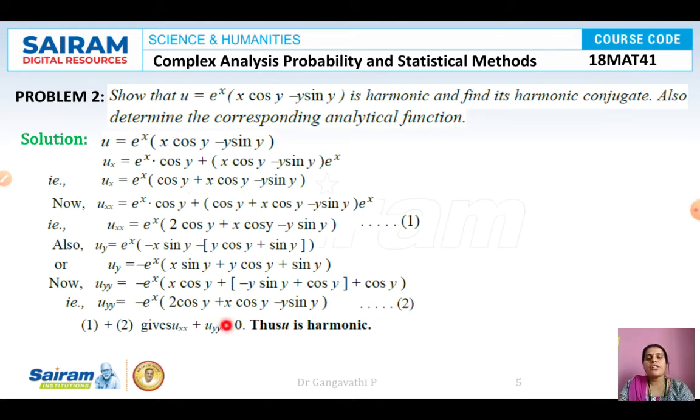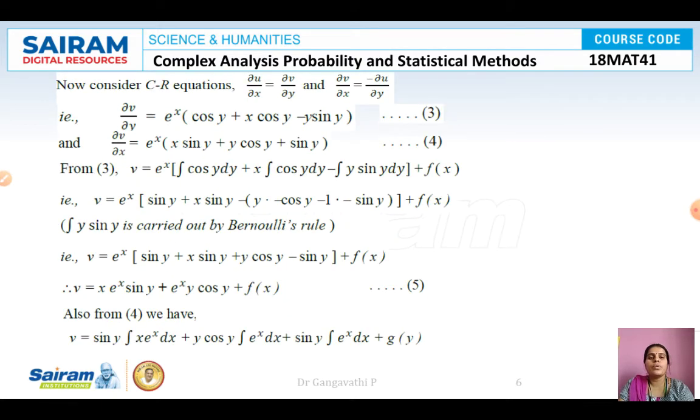Add equation 1 and 2, that is uxx plus uyy is equal to 0. Thus u is harmonic. So we could do the first part. And now we have to do the second part, that we have to find the harmonic conjugate. U has been given, so we have to find v.